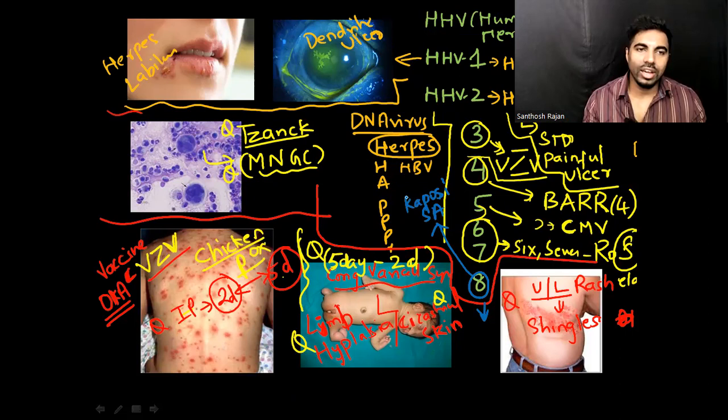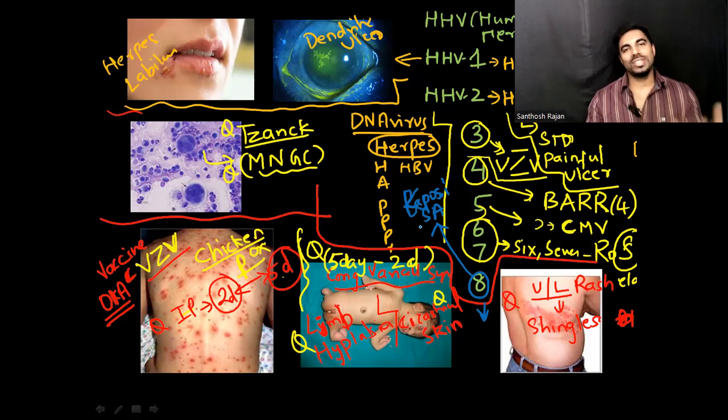How to remember 8? Turn the K like this and it becomes 8. K is for Kaposi. So we have finished herpes briefly.